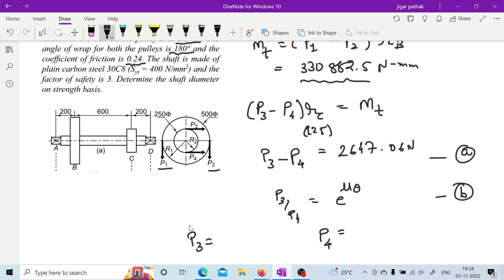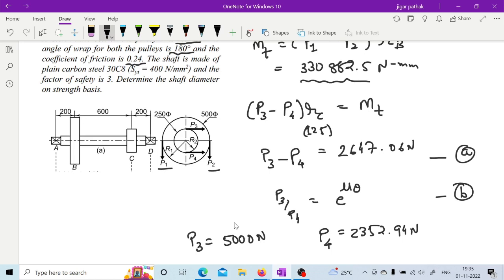So what is P3 and what is P4? P3 is 5000. P4 is 2352.94 Newton. So P3 will be 5000 then, yes or no? Yes sir. So once you have this calculation with you, right, now you can neglect the weight of the pulley.